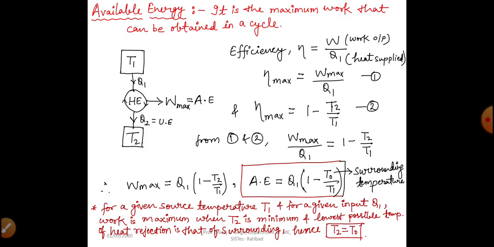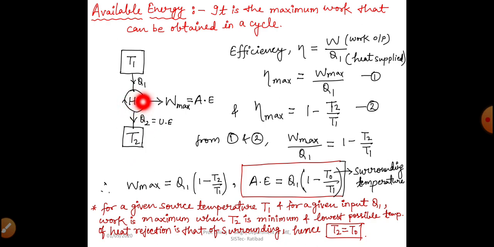Now we will move to available energy. What is available energy? It is the maximum work that can be obtained in a cycle, right? So we have taken an example of a heat engine, where T1 is the source temperature and T2 is the sink temperature.